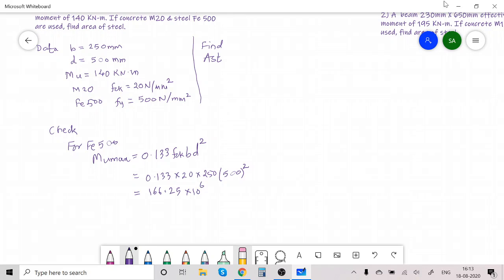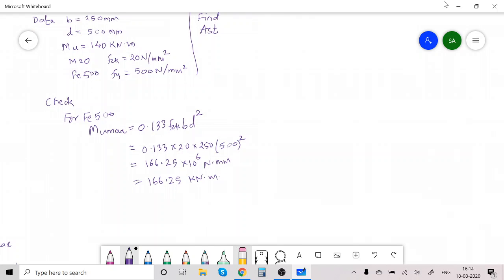into 10 raised to 6 Newton mm, or 166.25 kilonewton meter. Now the actual bending moment acting, Mu, is less than Mu max. That means 140 kilonewton meter is less than 166.25 kilonewton meter. So this is okay. You can write okay.